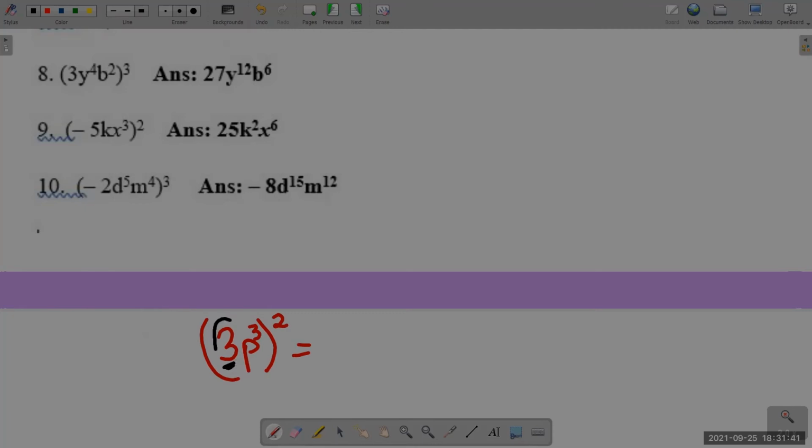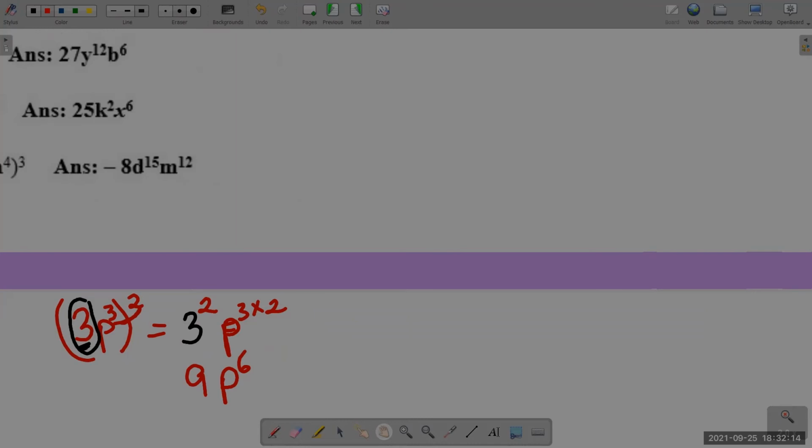You treat the coefficient with the regular laws. That means that you just apply the square to the 3. And then you apply the laws with this one here. So it's just going to be P to the 3 times 2. So what is 3 squared? 9. So your answer is going to be 9P, 2 times 3 times 2 is 6. Okay, I feel like I might have to do another example.